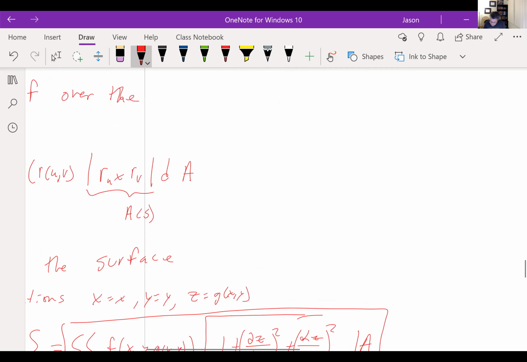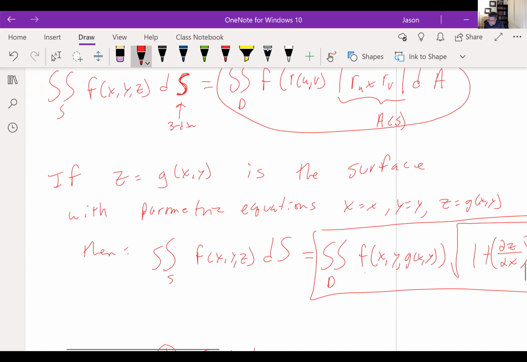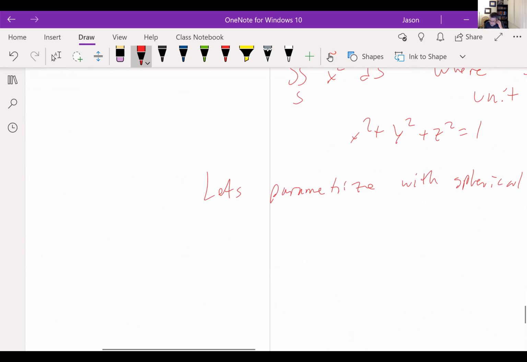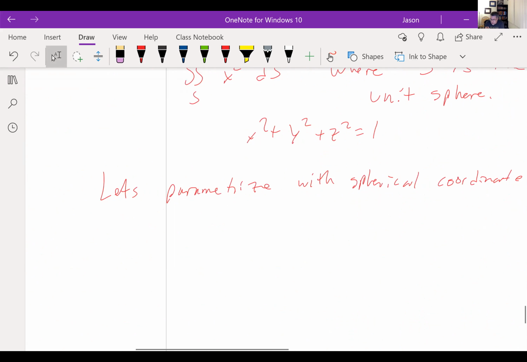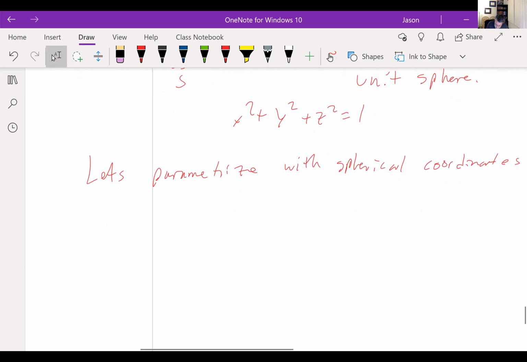I could scroll over. We have to use this thing here. So we have to get this in terms of other variables: the unit sphere is going to be in terms of theta and phi. And then we're going to have to do the cross product, find the magnitude of that, and then integrate. So, fun stuff. Let's parametrize this.